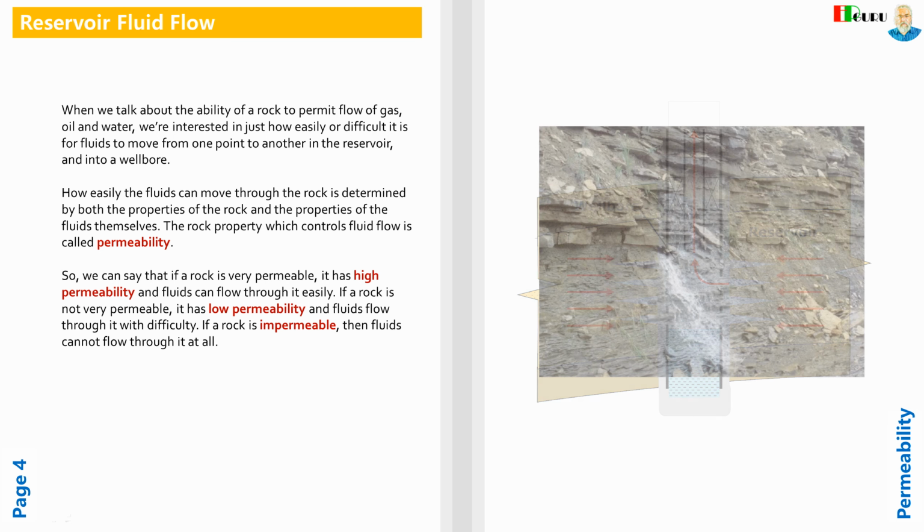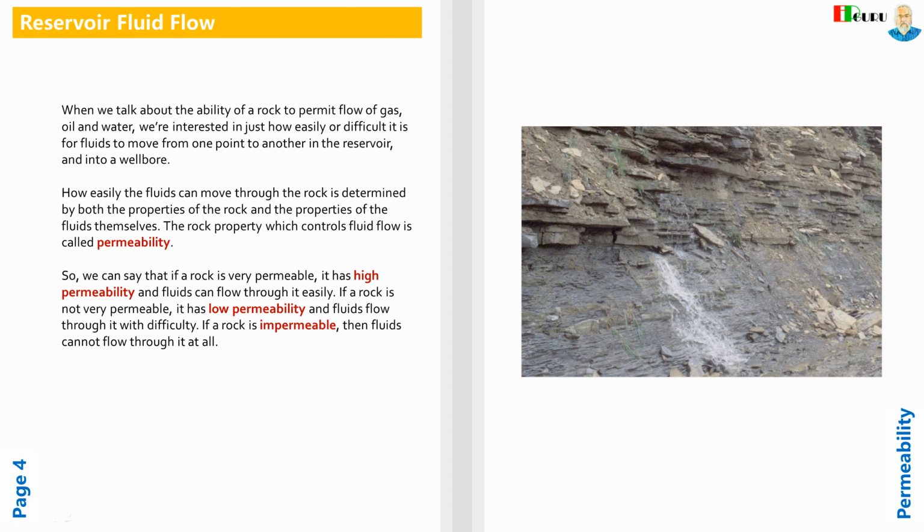So, we can say that if a rock is very permeable, it has high permeability, and fluids can flow through it easily. If a rock is not very permeable, it has low permeability, and fluids flow through it with difficulty. If a rock is impermeable, then fluids cannot flow through it at all.